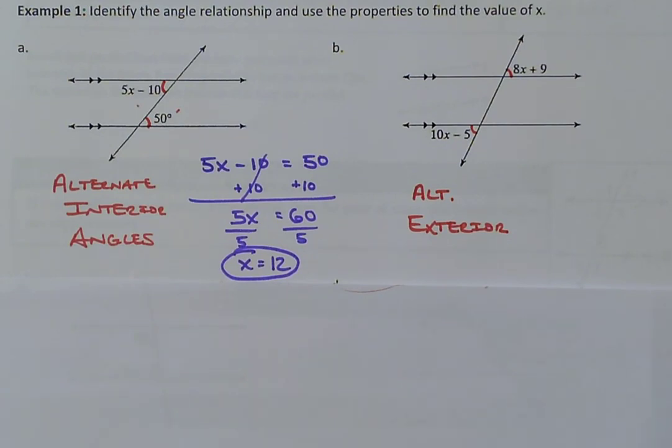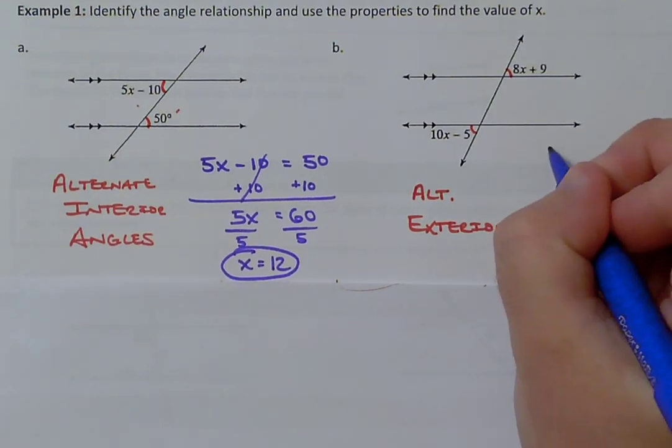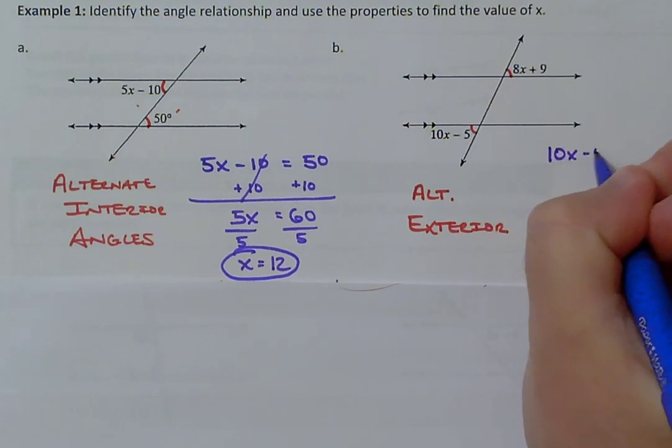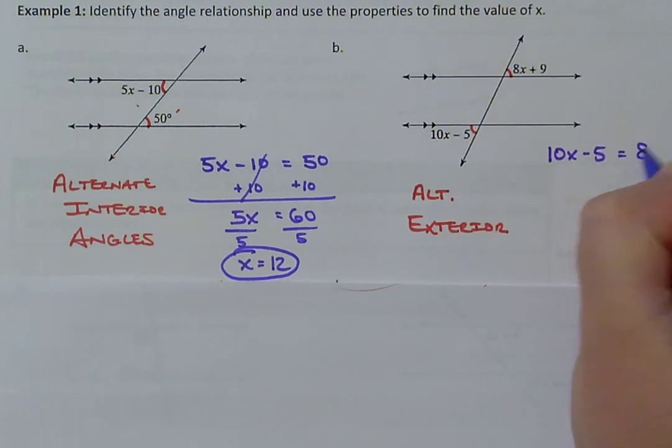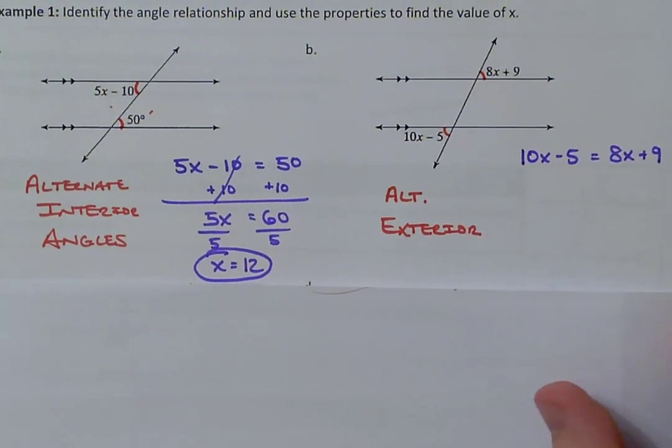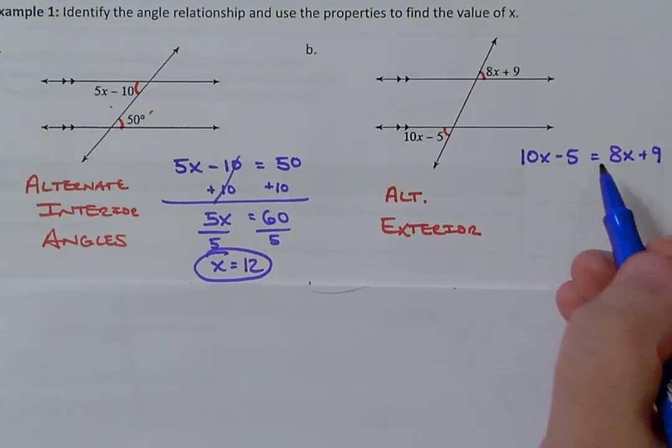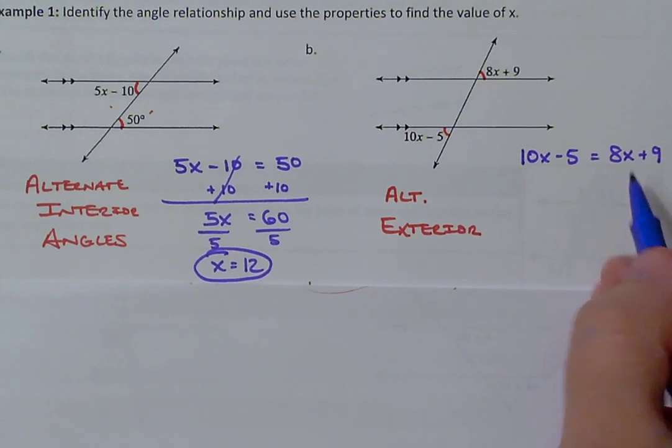So if they are alternate exterior, using the alternate exterior angles theorem, that means that these 2 angles are equal to each other because they have the same measure. So we're going to take 10x minus 5 and set it equal to 8x plus 9. We're going to go through and solve for x.